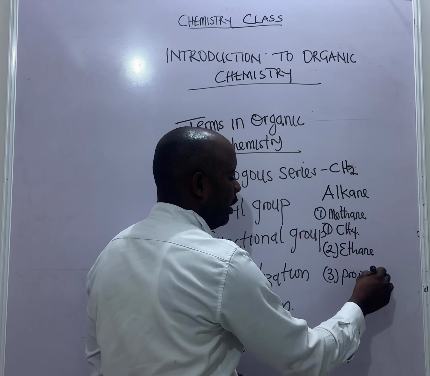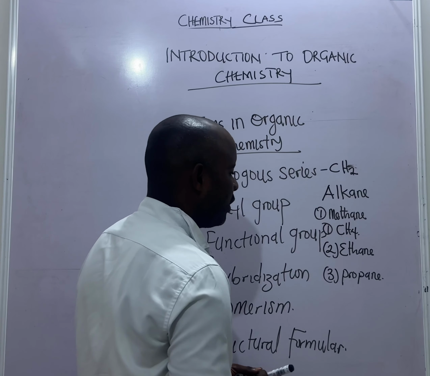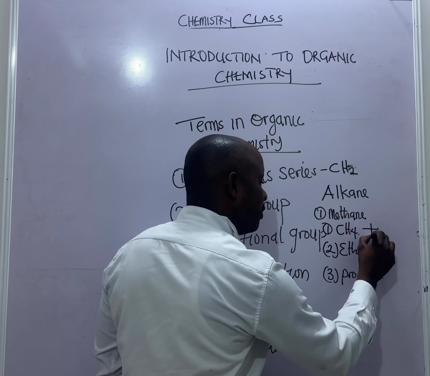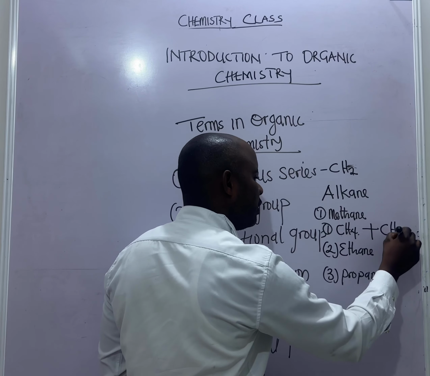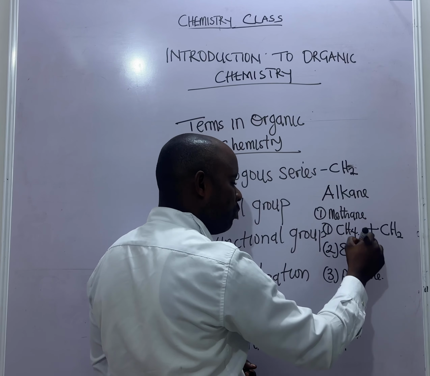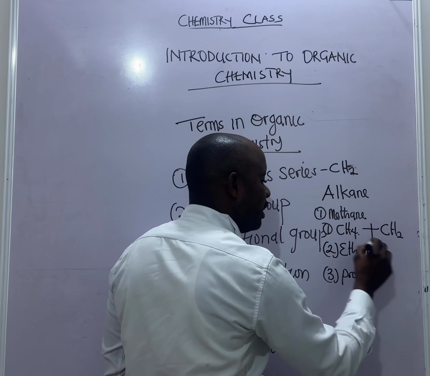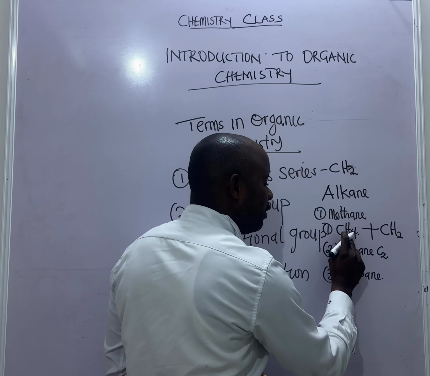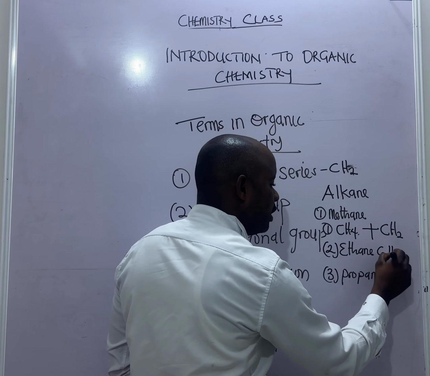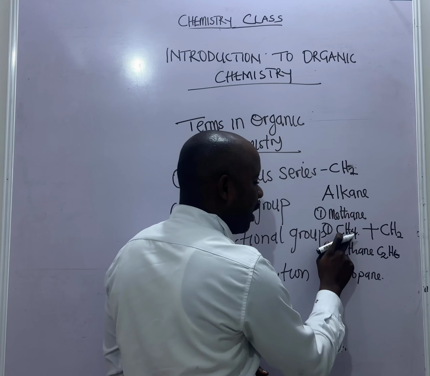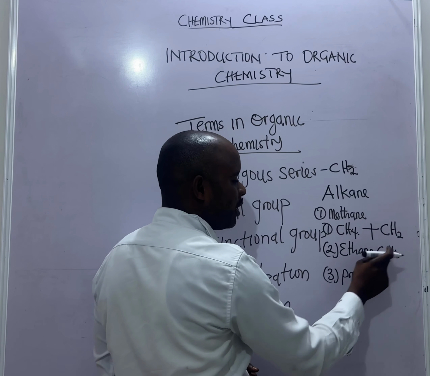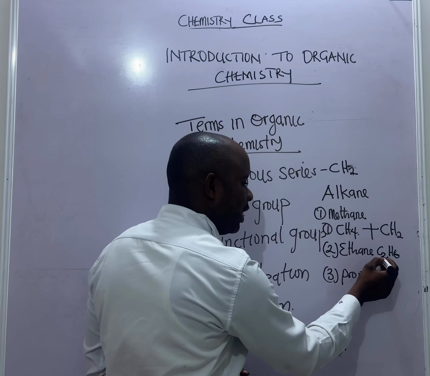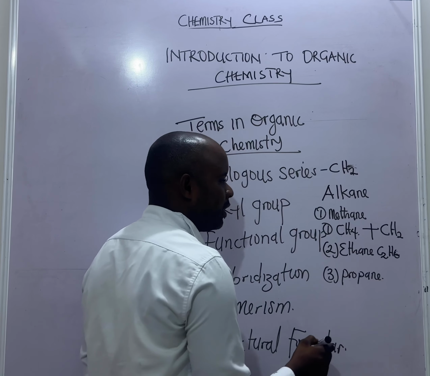three carbon alkane. So if I add this homologous series CH2 to this, it's going to give me the molecular formula of the next member. Carbon plus carbon is C2. Hydrogen 4 plus 2 is 6 hydrogen. This is the second member of this alkane family.